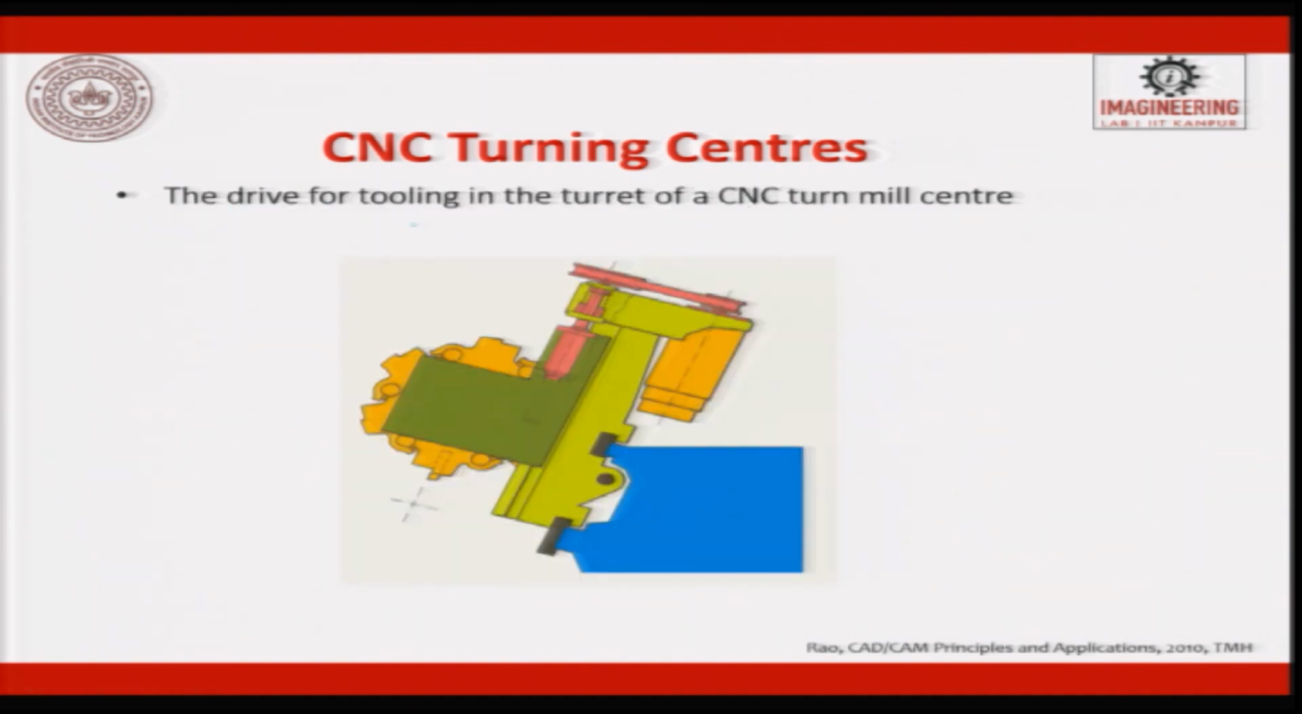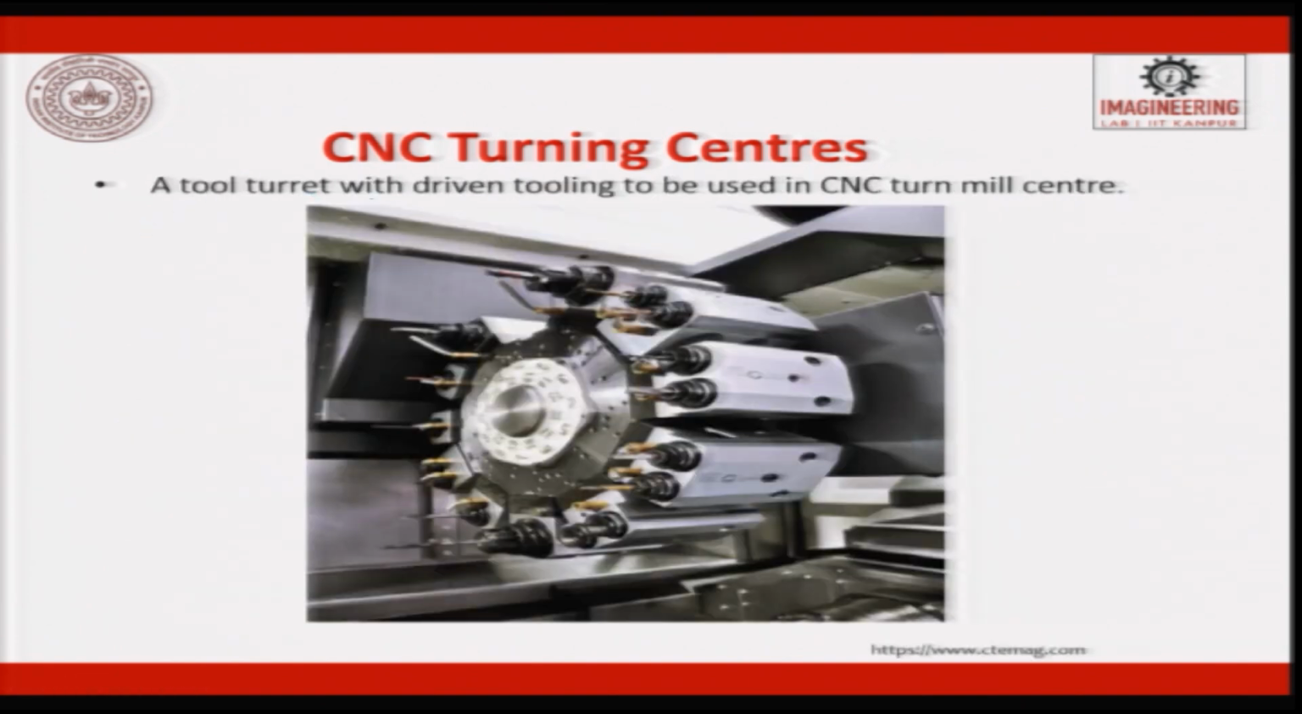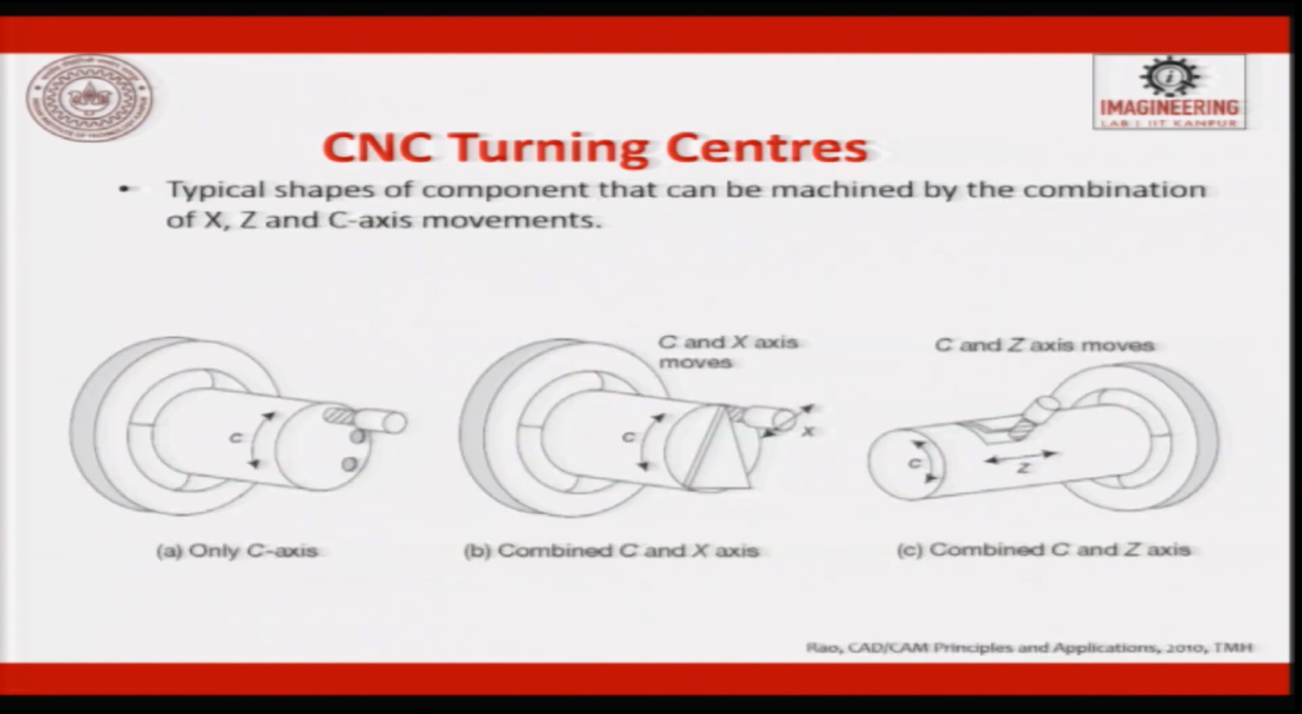The drive for the tooling in a turret of a CNC turning milling center is this. This is the turret of a turning milling center, where we will have tool turning with driven tools to be used in a turn mill center. You can have so many tools attached, and these in turn will be doing a turning operation as well as milling operations. So, this is a typical thing.